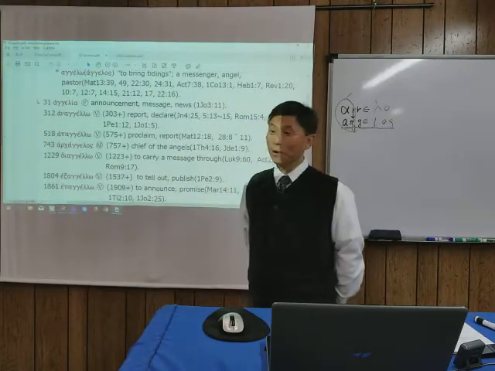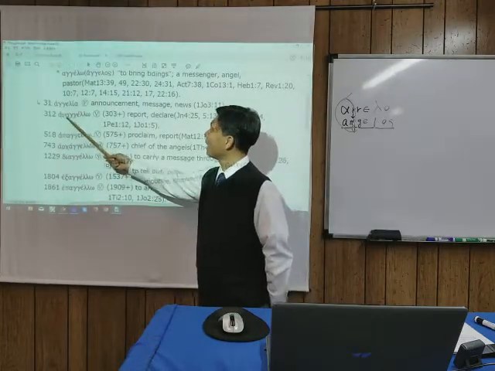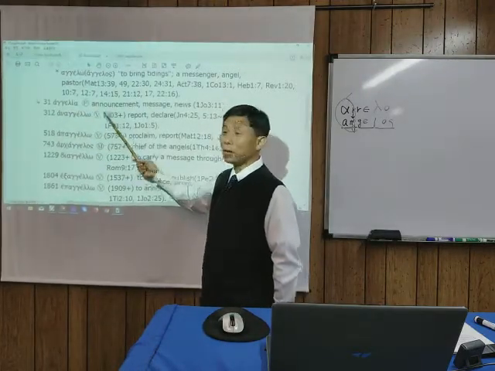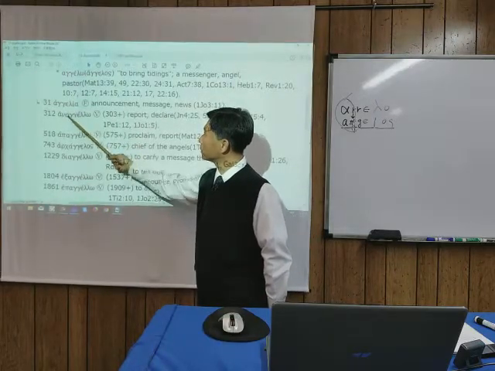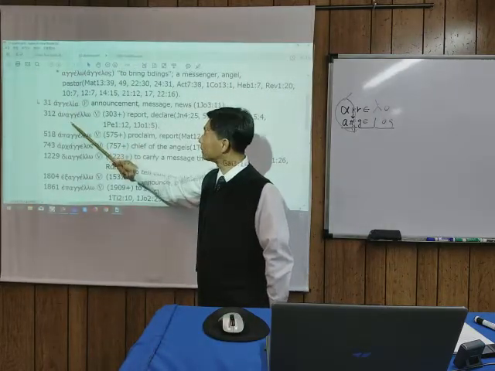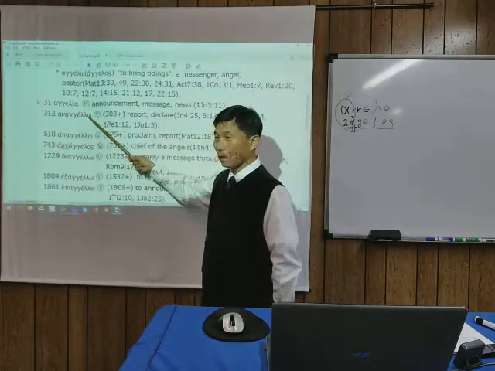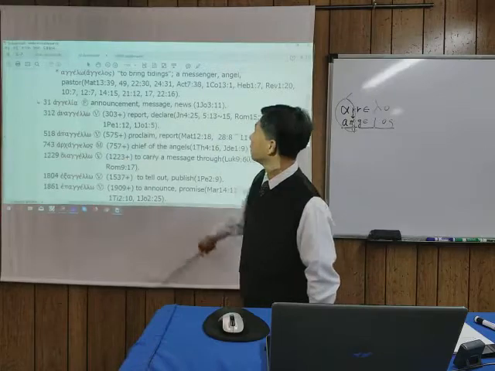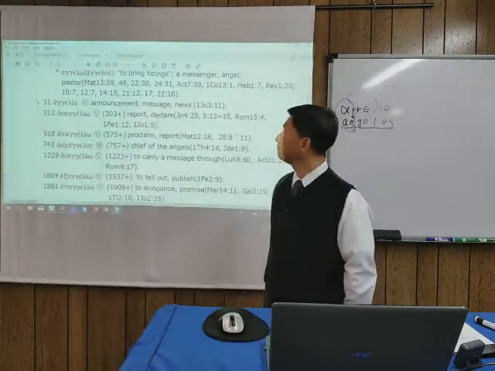What about the next one? Anangello. Very good. So, ana plus angello, that's the compound word. Since gamma, gamma is right here, the first gamma changes to the NG sound, right? So anang, anangello. Anangello is the verb, report, declare.